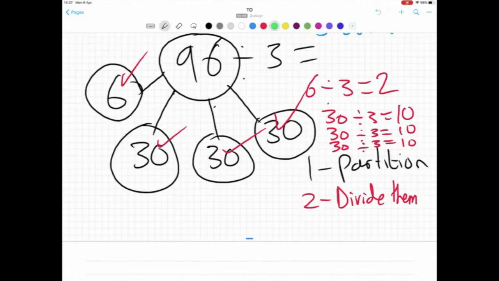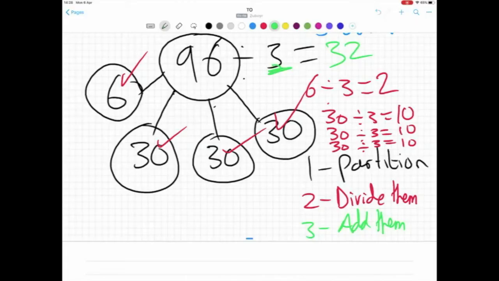Now we're going to add these numbers up. I've got 10, a 10, a 10. So I've got 10, 20, 30. Add 2, which equals 32. So the key in this question is to partition the number in slightly different ways to make it easier using that times table.